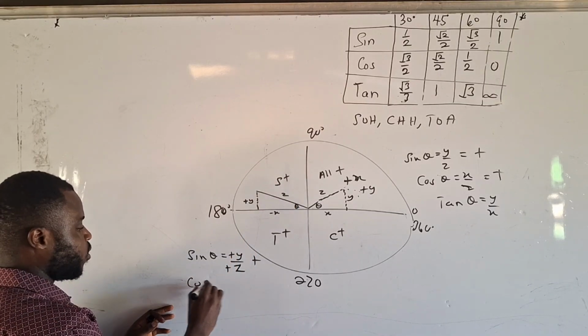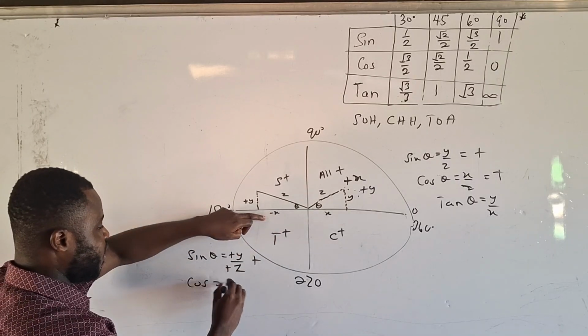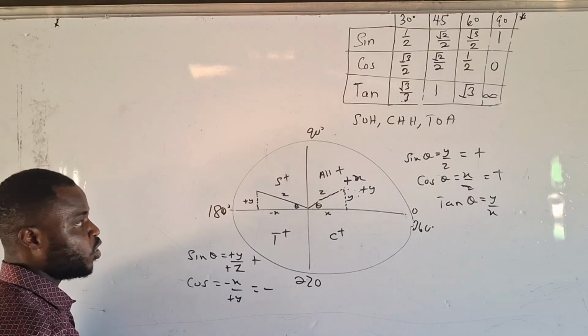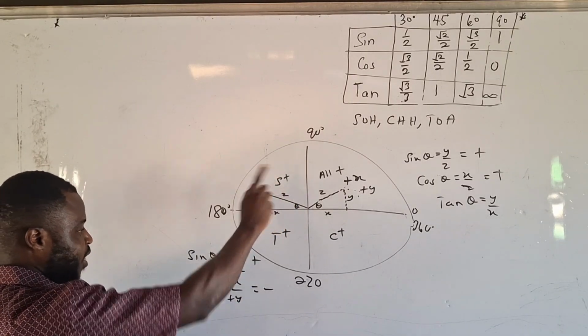Now let me use cos. Cos is what? Adjacent over hypotenuse. Adjacent, negative x over the hypotenuse, positive z. You know I'm going to get a negative value. That is why here cos is also negative. But sine is positive.